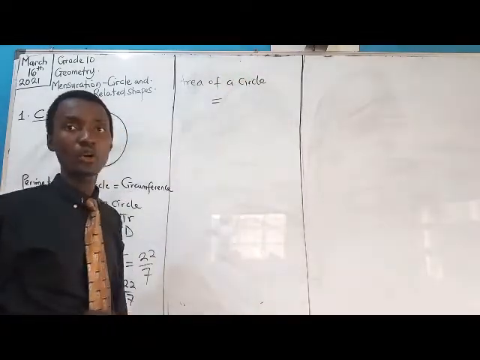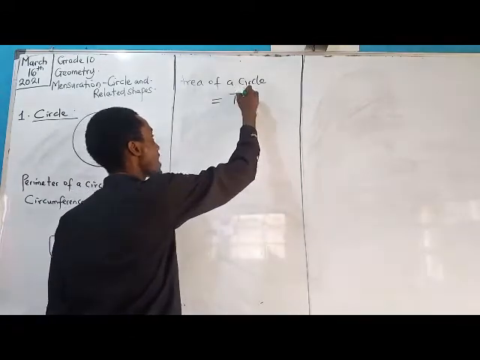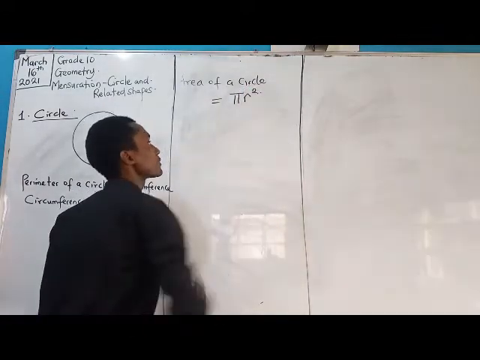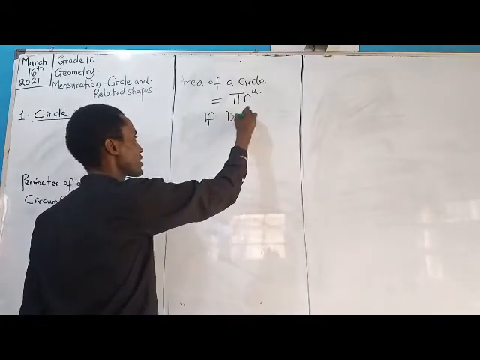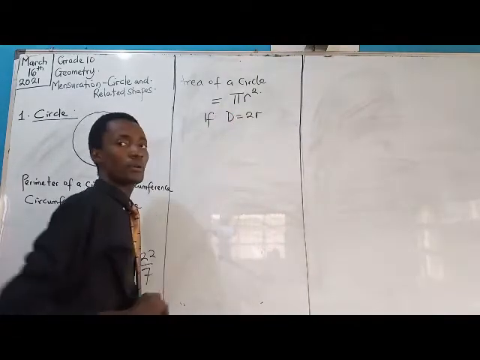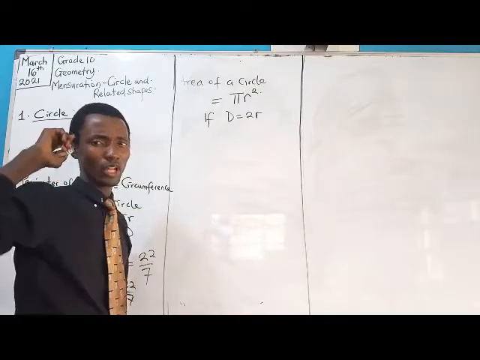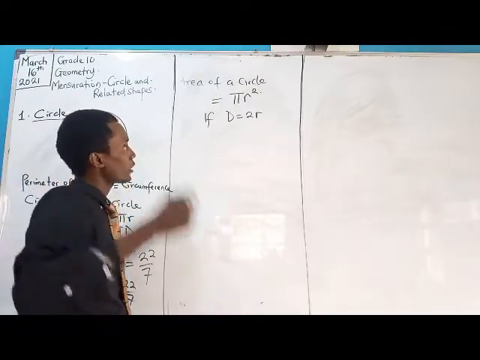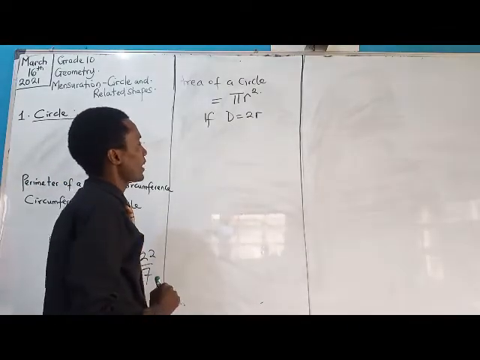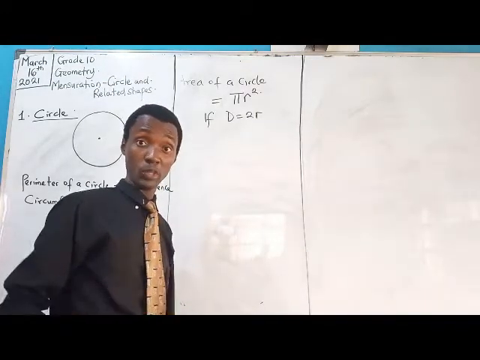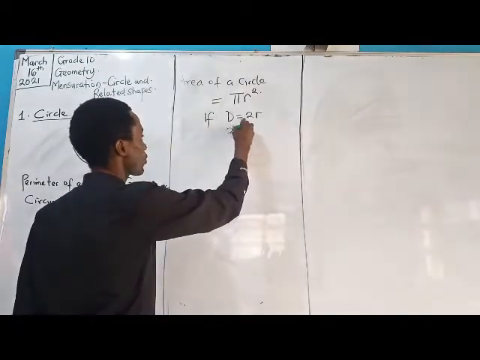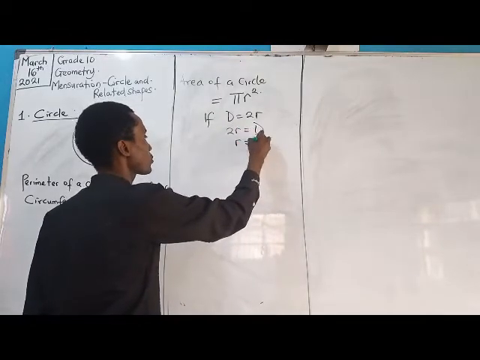The area of a circle is given as pi r squared. If diameter is equal to 2r, by the knowledge of your change of subject of formula which you have done, 2r will be equal to d and r will be equal to d over 2.